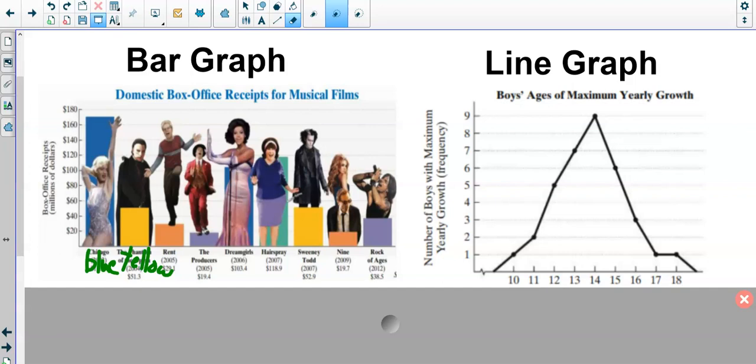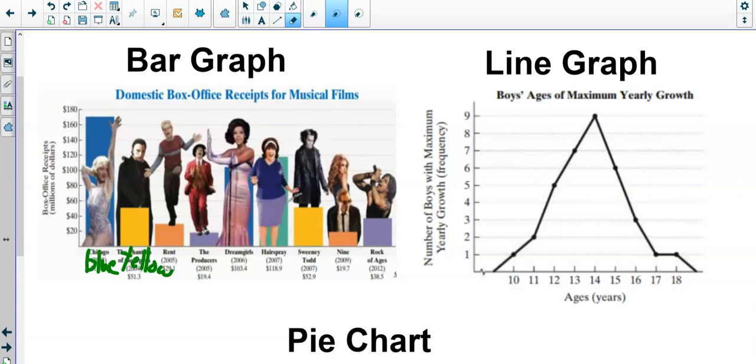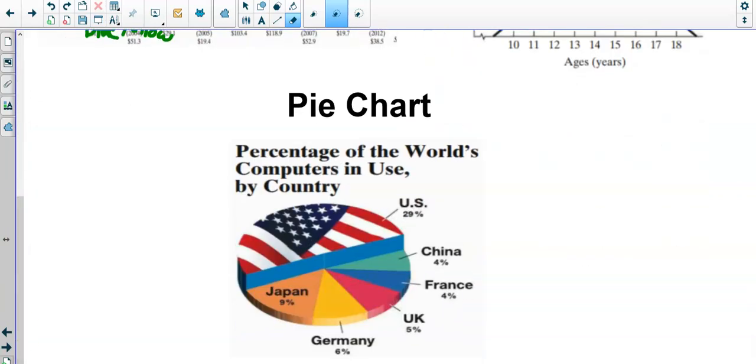Okay? And then a pie chart. A pie chart looks like a circle that's split up into lots of different wedges, like this. I have a pie chart with all these different wedges. That's a pie chart. Again, you don't have to make it. I just want to show you. And each wedge represents a percentage of your data.